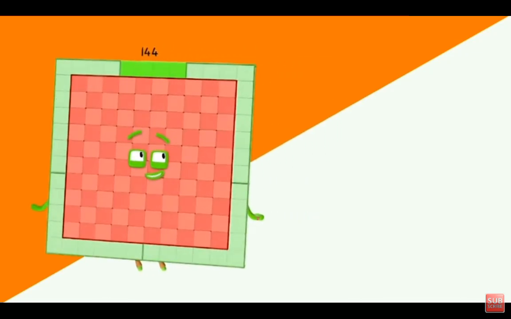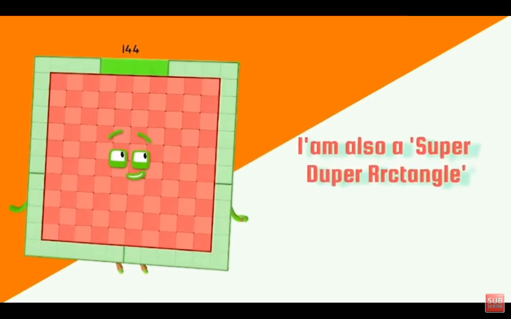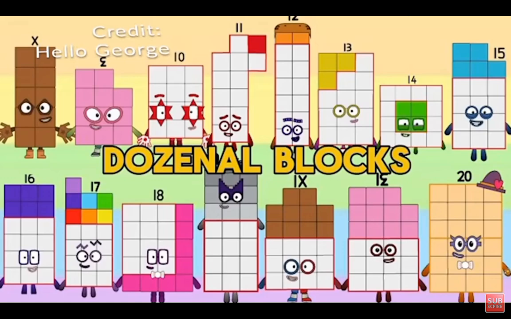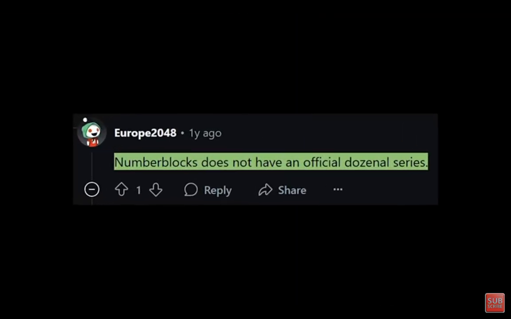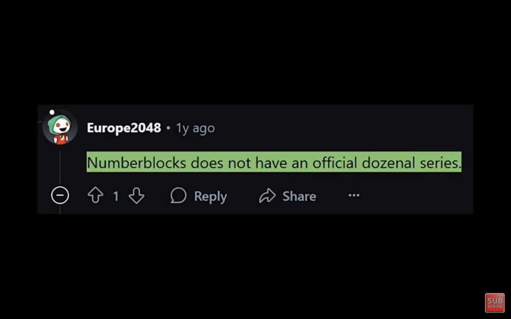However, I need to remind you that this is sadly just hypothetical fun. As this user says, Number Blocks does not have an official dozenal series, so any dozenal Number Blocks content is fan-made. In other words, Dec and El won't be showing up at CBeebies anytime soon, but they live rent-free in our imaginations.